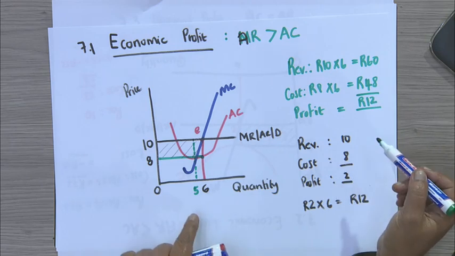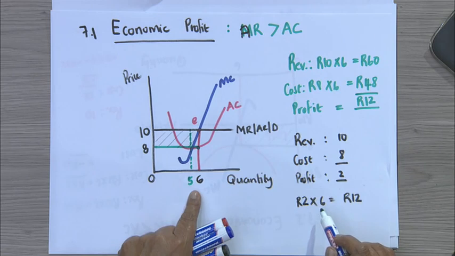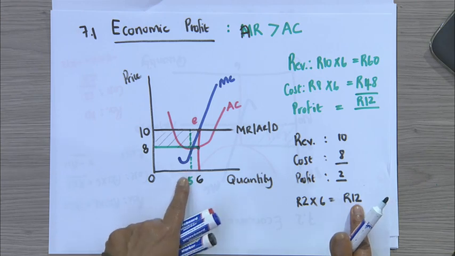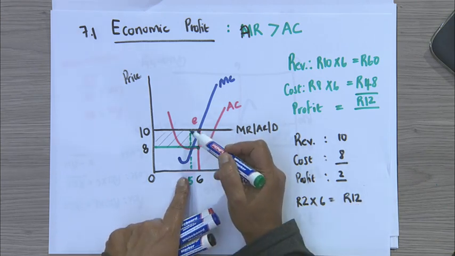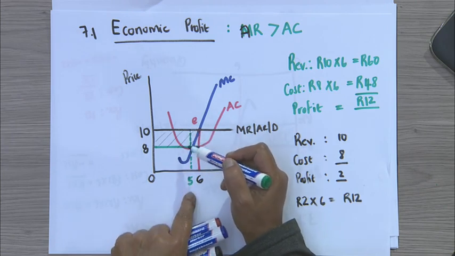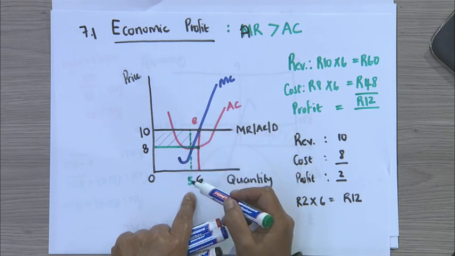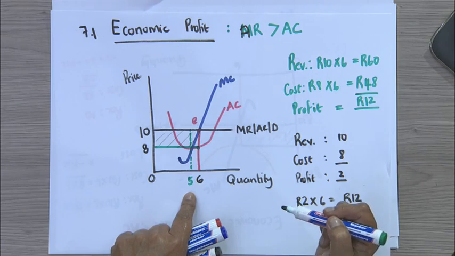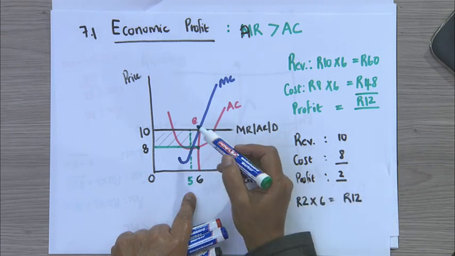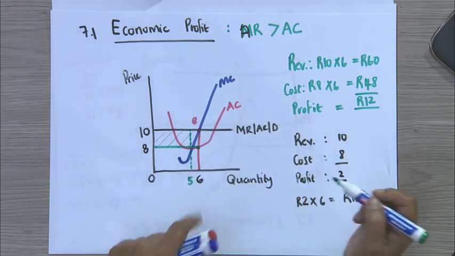But where they're making the most profit is when they're selling 6 units, because at 6 units they're making a profit of 12 Rand. Whereas at 5 units, yes, they're still making a profit, but it is a much smaller profit because their revenue is less. They're only getting in 50 Rand now, right? As opposed to getting in 60 Rand. So therefore, maximum profit is where MC is equal to MR, right?